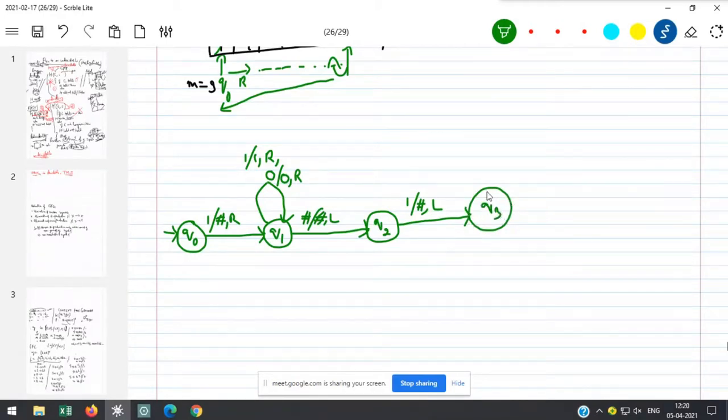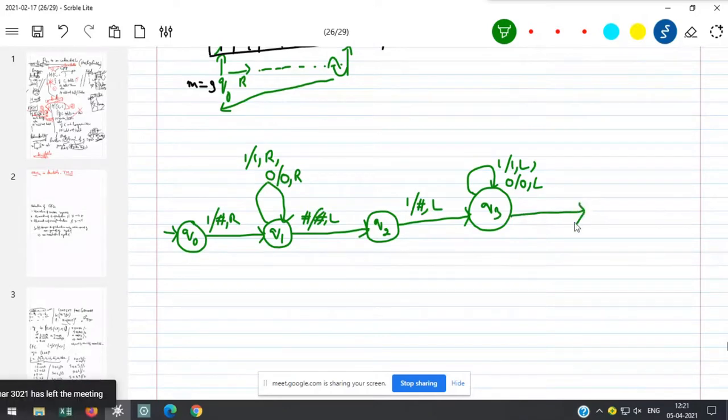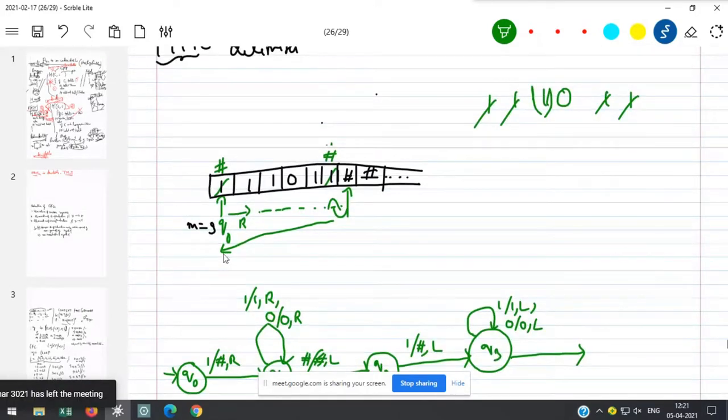While moving towards the left side, you're going to find many symbols like 1, do not disturb it, keep moving left. If you find 0, let it be as 0, and keep moving till you find the hash. Now once you find this hash, we're going to move towards the right side immediately here.